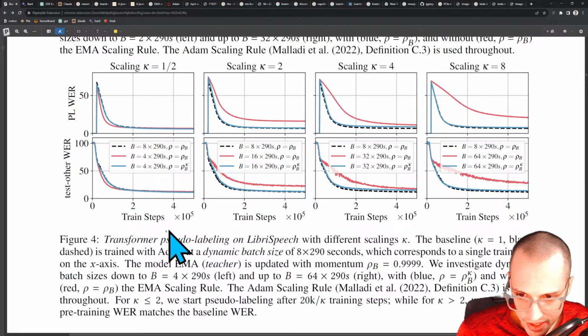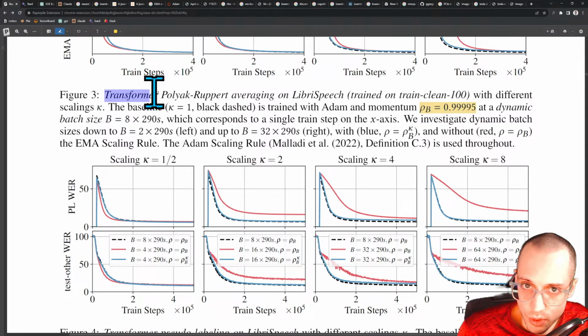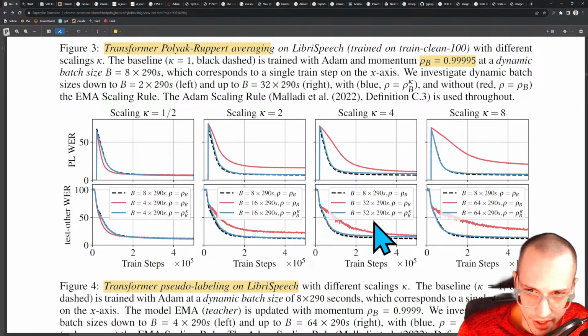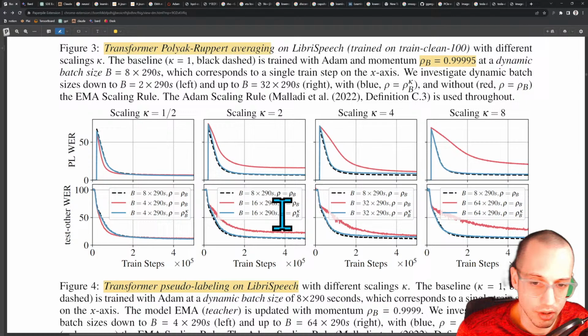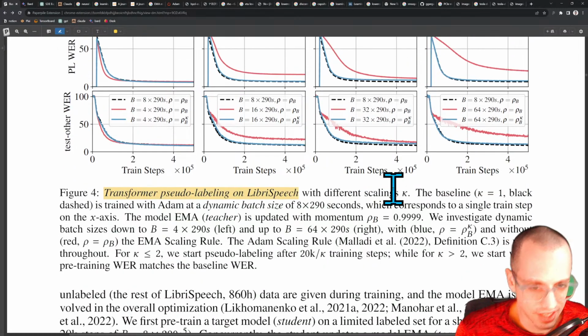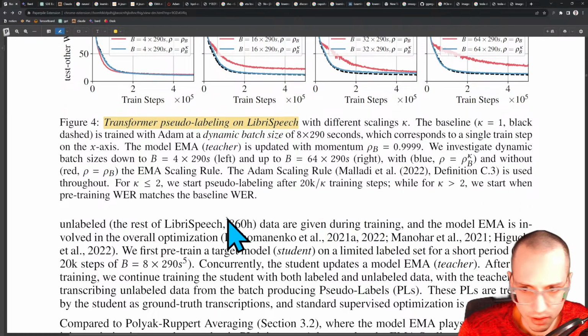And here you have the same thing, but for a different problem. Here you have transformer Polyak averaging on LibriSpeech, and here you have transformer pseudo-labeling on LibriSpeech. Basically this is the same exact plot that we've seen, where you change your batch size, which means you get a scaling factor K or kappa, and once you have that scaling factor kappa, you can adjust the hyperparameters of your optimizer and your EMA, which are this rho value. And if you do that according to the scaling law that they argue for in this paper, you end up with this blue line right on top of the black dotted line, which means that it's correct. You are scaling everything correctly.